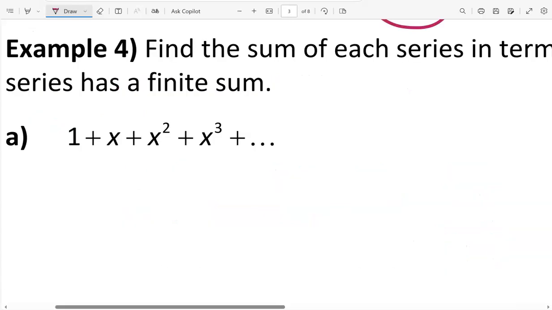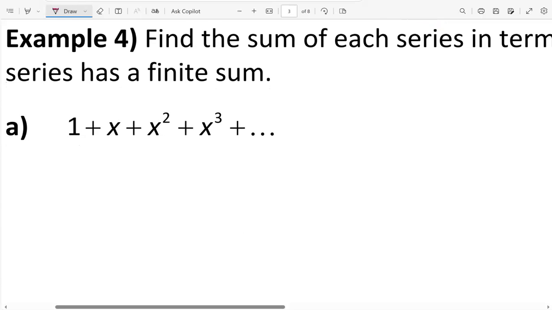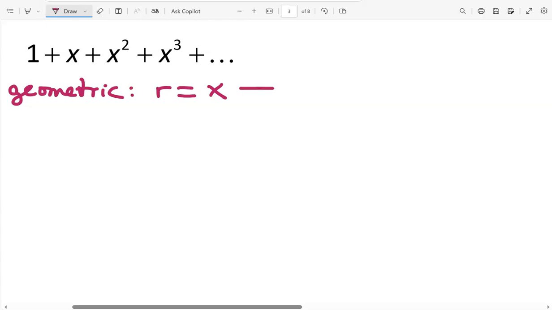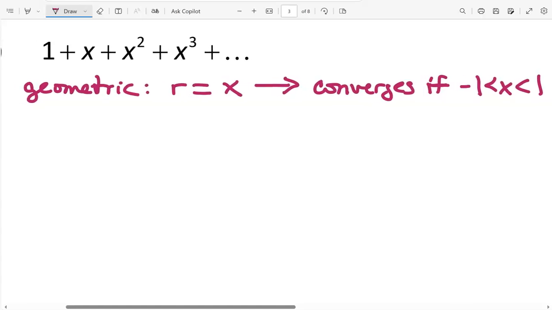In example 4, we're finding the sum of each series in terms of x, and then the x values for which the series has a finite sum or converges. So in A, what we see is an infinite geometric series with a ratio equal to x. And we know that an infinite geometric series converges if the ratio is in between -1 and +1. So since our ratio is x, x has to be in between -1 and +1.